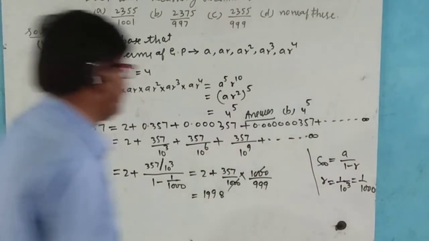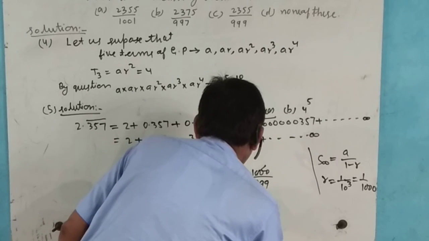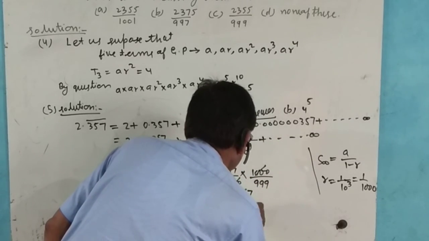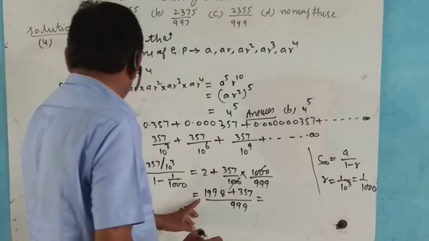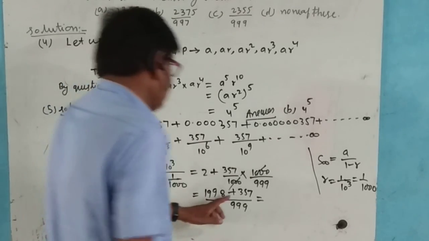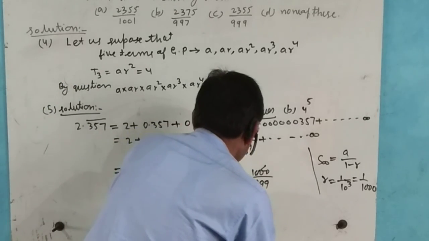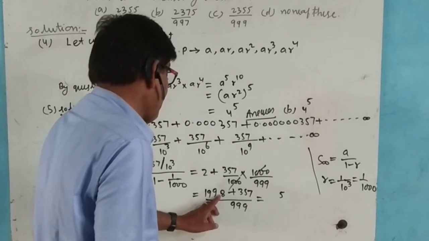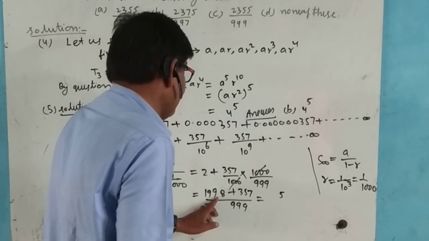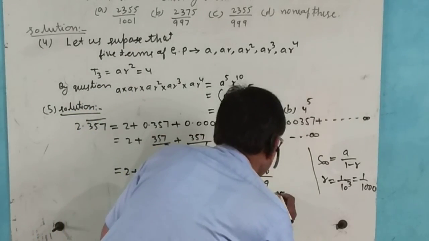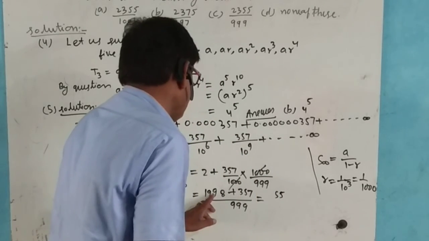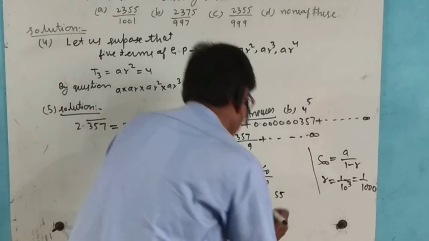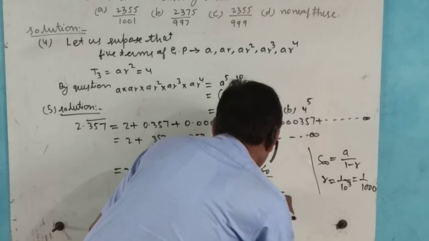1998 plus 357 divided by 999. This can be written as here 8, 7, 15, write 5, and 9, 5, 14, 1, 5, 9, 3, 12 and 1, 13.